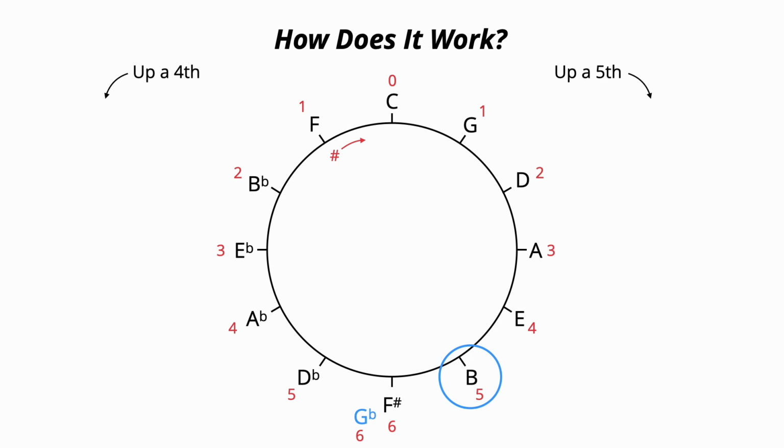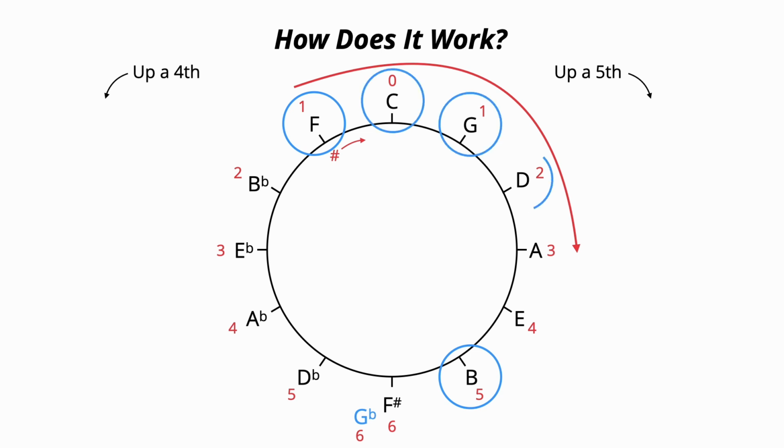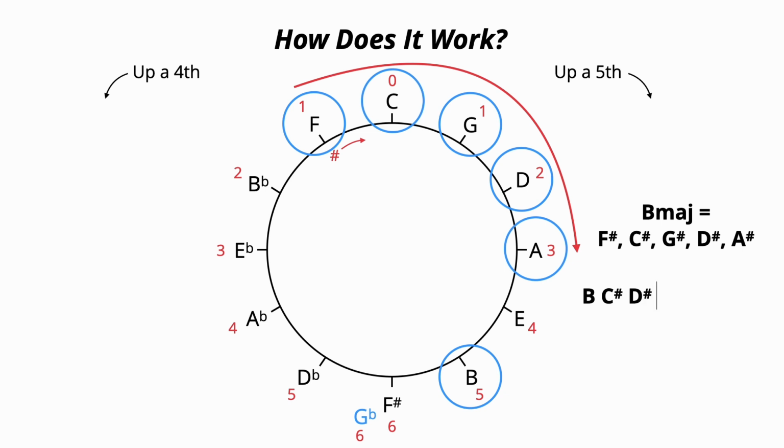When figuring out what these sharps are, we always go to the sharp symbol which is over at F. And we're simply going to count 5 notes from F. So F is 1, C is 2, G is 3, D is 4, and A is 5. They are our 5 sharps. B major will have F sharp, C sharp, G sharp, D sharp, A sharp. All of the other notes are natural, so our total B major scale becomes B, C sharp, D sharp, E, F sharp, G sharp, A sharp, B.